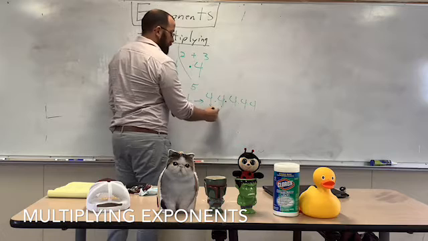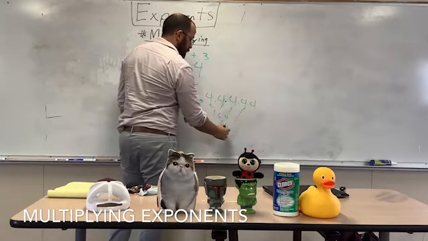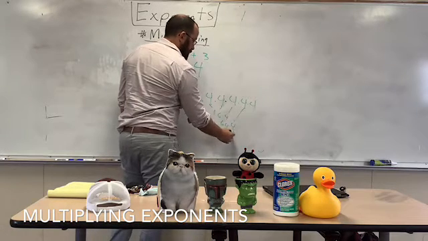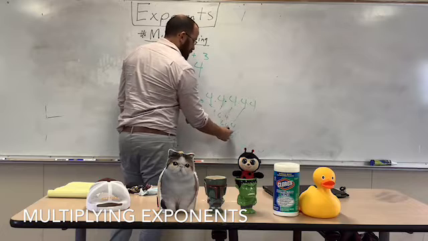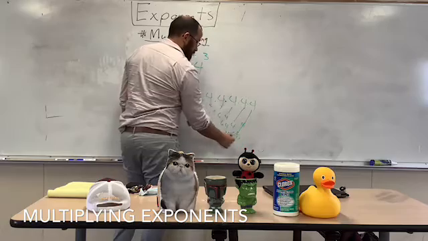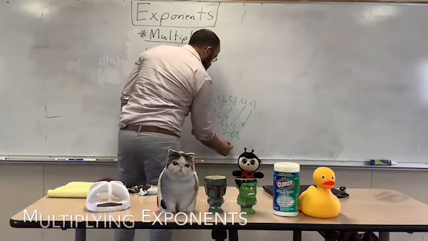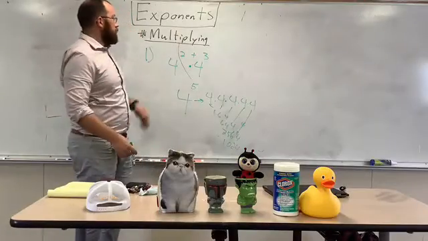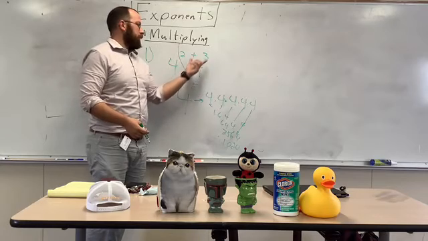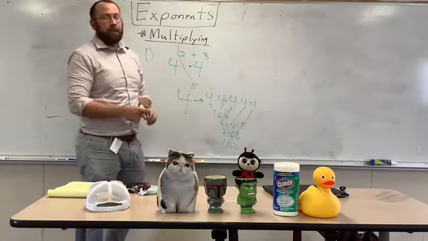So that gives me 16, 64, 256, and then times another 4 gives me, I'm going to look at my sheet, 1,024. Right? So 4 to the power of 2 times 4 to the power of 3 gives me 4 to the power of 5. And that gives me 1,024.